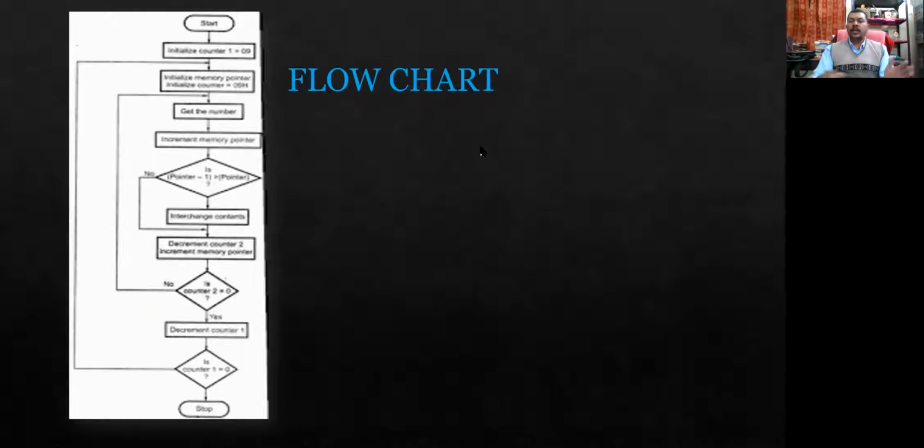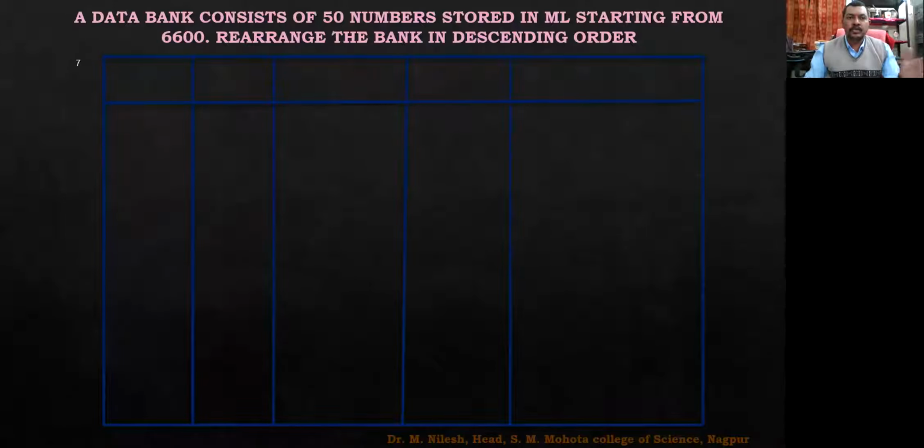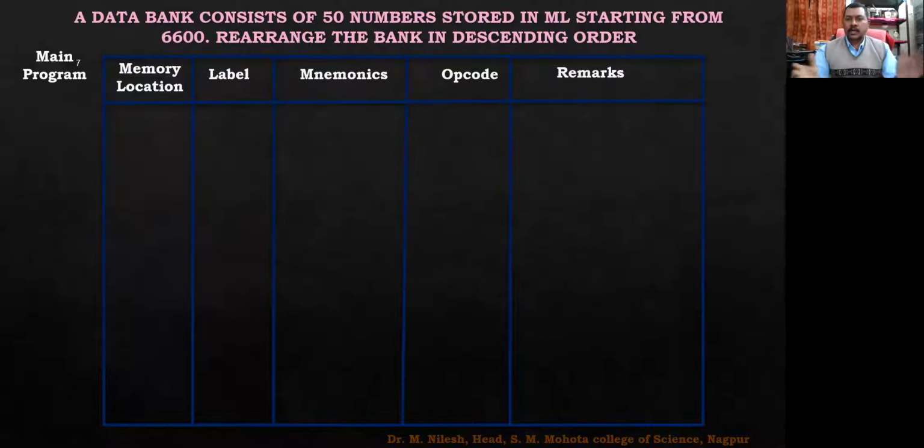But as soon as we load it in another data bank, we'll have the list in descending order. So this is a very nice program. The program is too large, so let us start with the program. So the main program is like this. The arrangement is the same: we'll have memory location, label, mnemonics, opcode, and remarks. So let us start with the program.